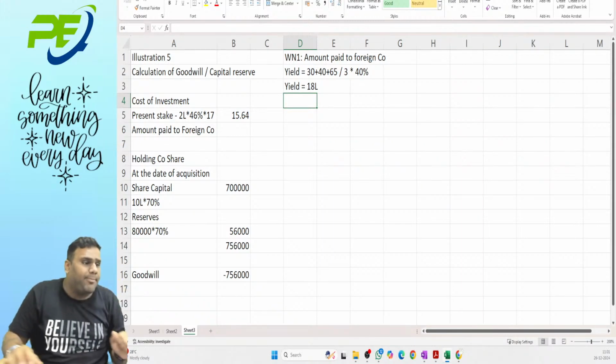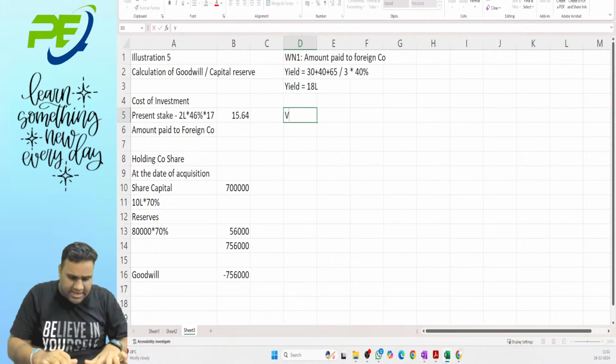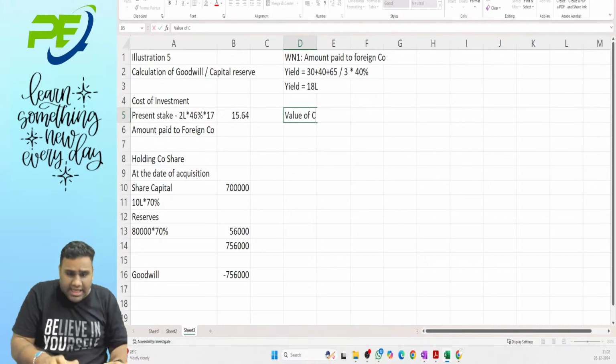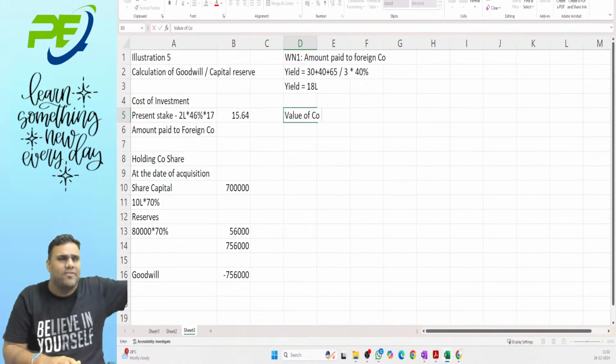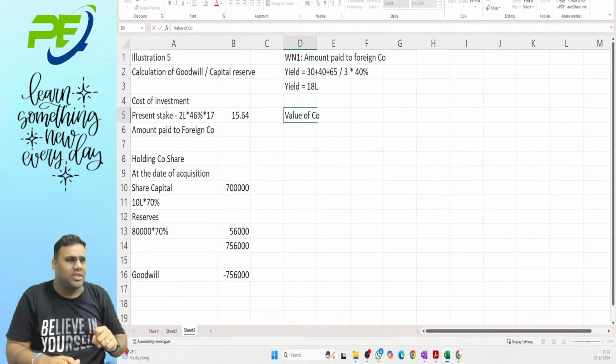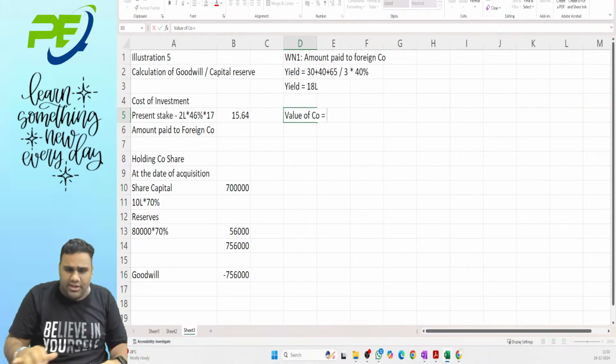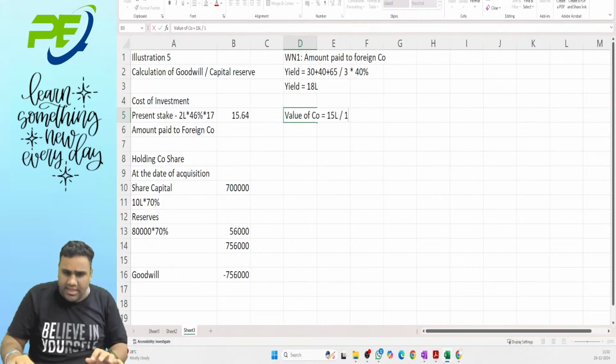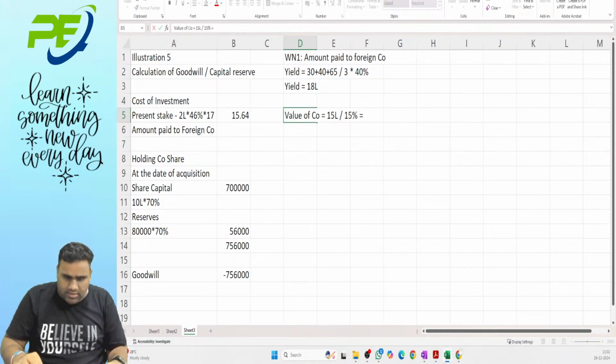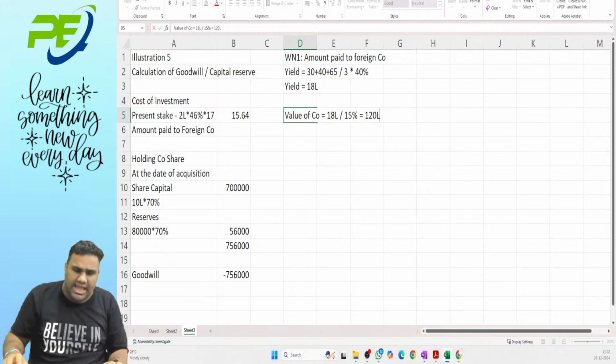Now they are telling you have to capitalize the yield. So this is how valuation is done in Shark Tank. That's why they ask for the profits. We have calculated that the 40% of average profit is 18 lakh. Now valuation of that company is 18 lakh divided by 15%, which is 120 lakhs, everyone.